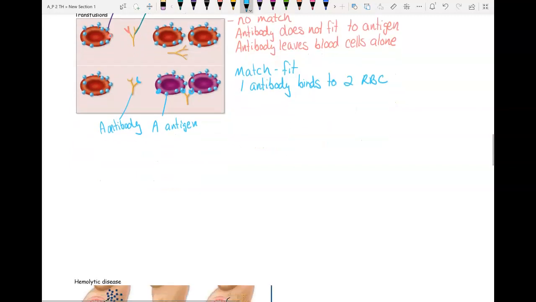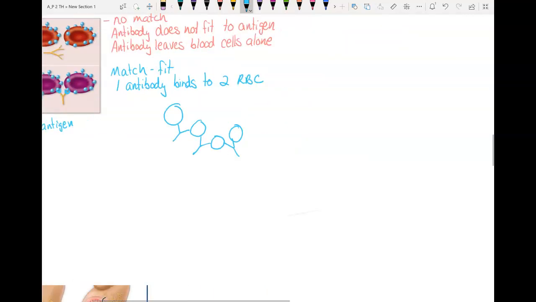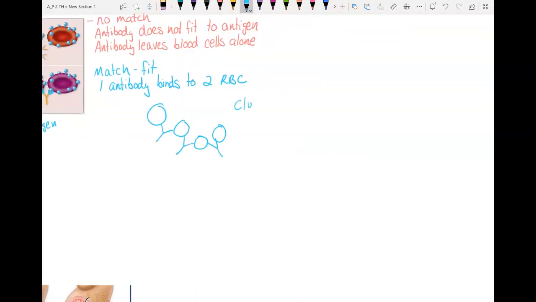And this goes around. So if you had a red blood cell here, you had an antibody binding to it, and another one here. Well, then you could have another antibody here binding, and another blood cell here. And you could have an antibody here, and a blood cell here. And it could keep going. And what you end up with is a big clump of red blood cells. And this clump is called agglutination.